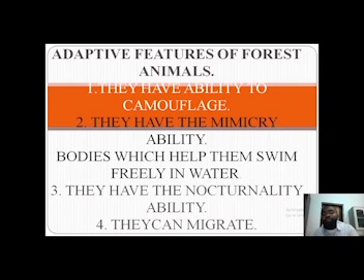Now, forest animals have the ability to camouflage. What does it mean to camouflage? When a bigger animal is coming, a predator, let's use the biological terms, predator and prey. When a predator is coming, maybe something like a lion, let's keep using the lion. Lion is the king of the forest.